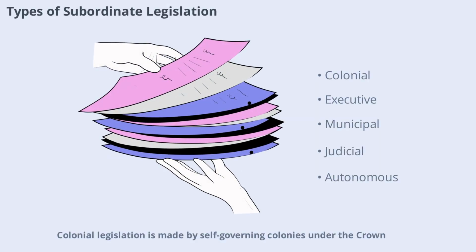Colonial legislation is made by self-governing colonies under the Crown, subject to imperial control. Executive legislation involves rules made by the executive under delegated powers. Municipal legislation consists of bylaws made by local authorities. Judicial legislation includes rules made by courts for their procedures. Autonomous bodies may also make bylaws for their governance, reflecting the diversity of subordinate legislative mechanisms.